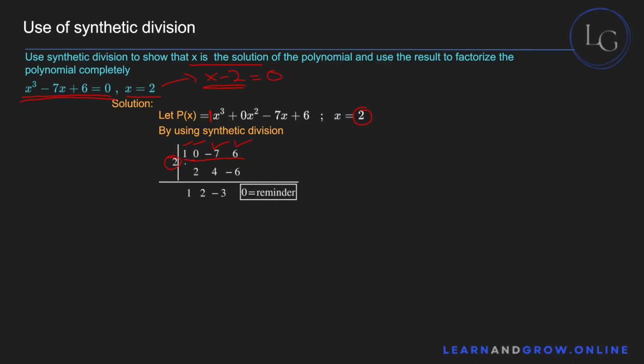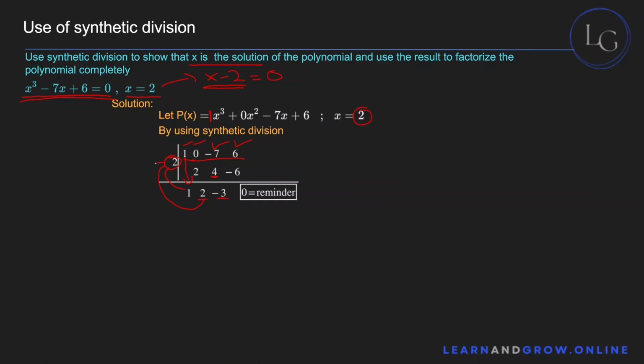So what you'll do is you'll write down this 1 as it is down over here. Now you'll multiply this 2 with this 1, and then you'll put the result under the next number, which is 0. So you'll write down 2 under 0. And now you'll add this 0 and 2. That will give you this 2 over here. Now you'll multiply this 2 again with this 2, and write down the result under the next number, which is minus 7. So 2 into 2 is 4. You'll write that down over here. And now you'll add minus 7 and 4. That gives you this minus 3.